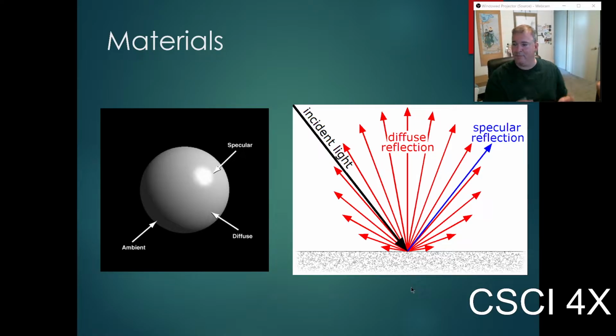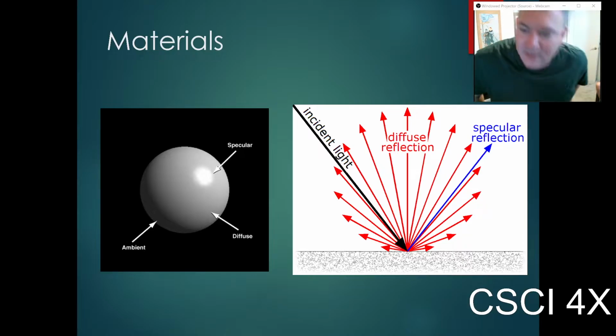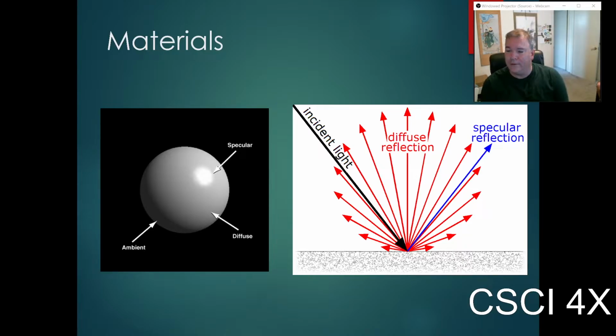So, does this make sense to you guys? Most materials have a combination of all three, right? Most are going to be lit with some specular reflection, some diffuse, and some ambient. And the combination of these three is how lighting worked in the 1990s. This is the old way of doing lighting.